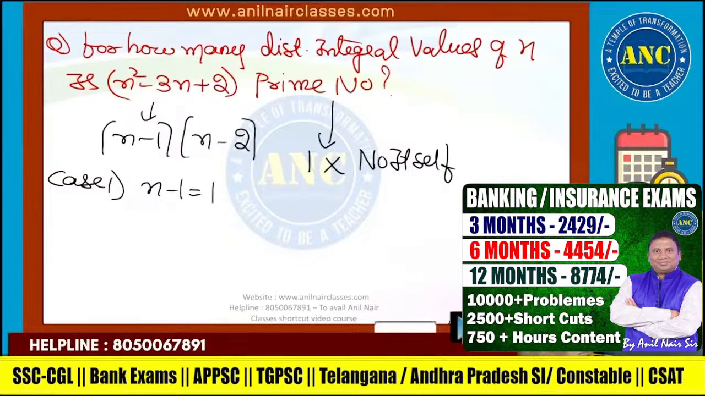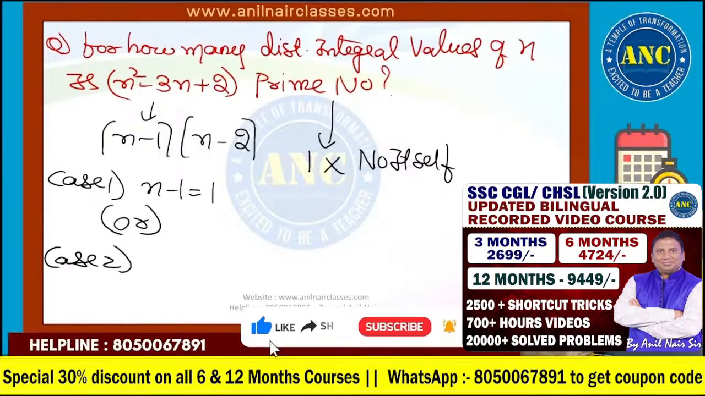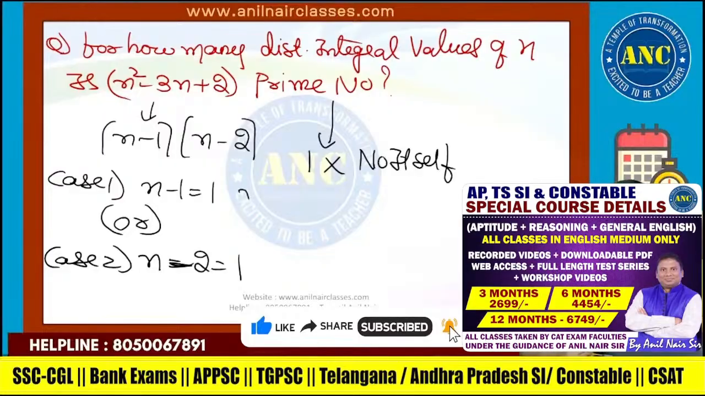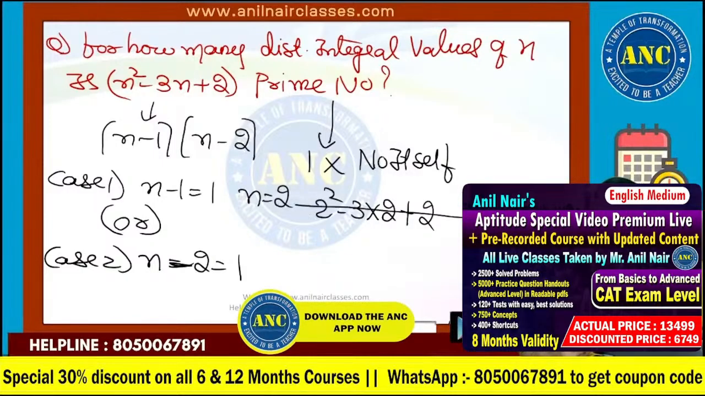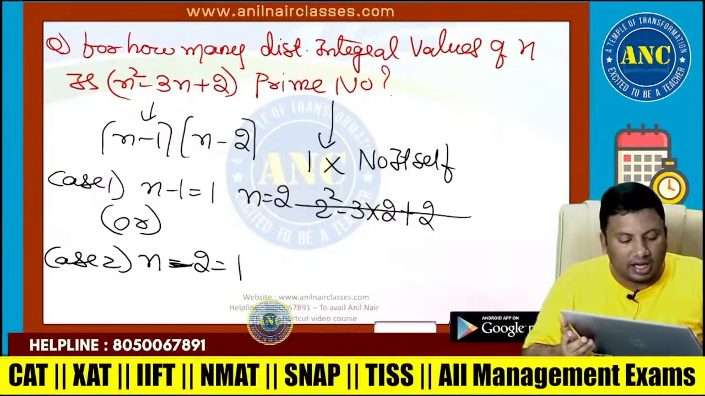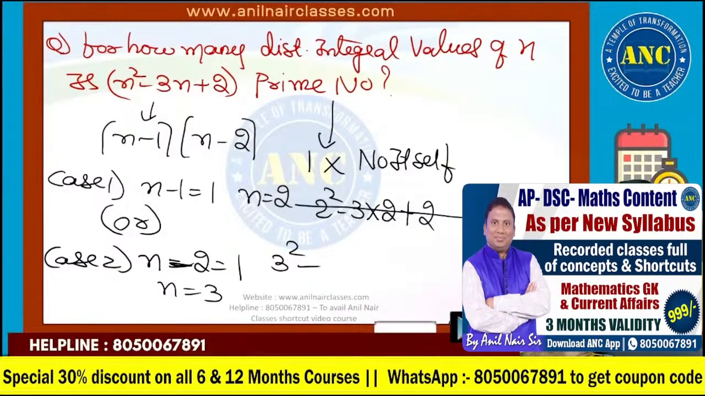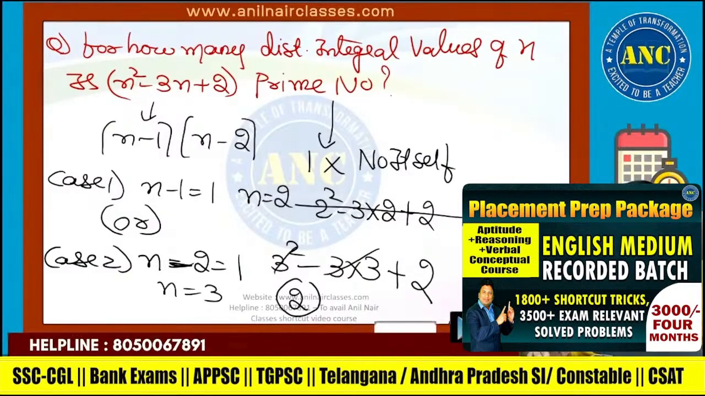Either n minus 1 can take 1. Right? These are all definition based questions. Case number 2: either n minus 2 can take 1. So if n is equivalent to 2, 2 square minus 3 into 2 plus 2. This is 0. 0 is neither prime nor composite. Right? 0. Now n minus 2 equivalent to 3, so 3 square minus 3 into 3 plus 2. 9 minus 9 cancel. Answer is 2. 2 is a prime number.